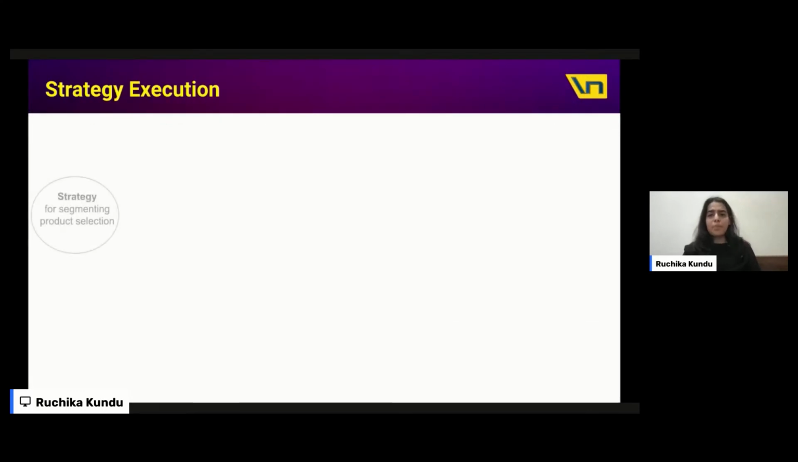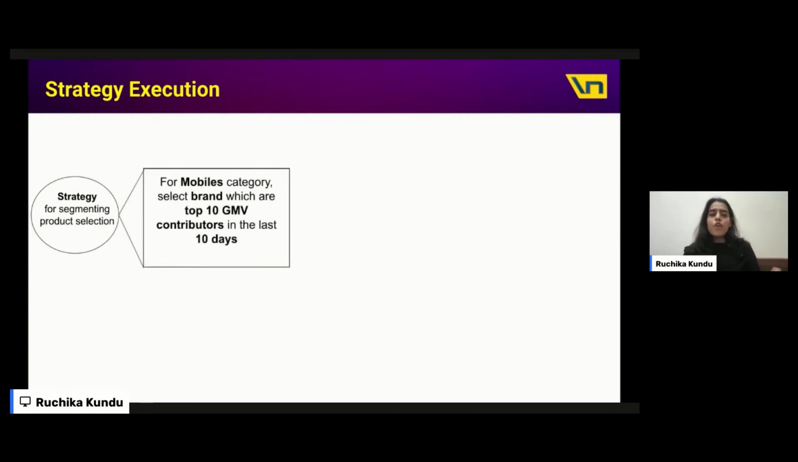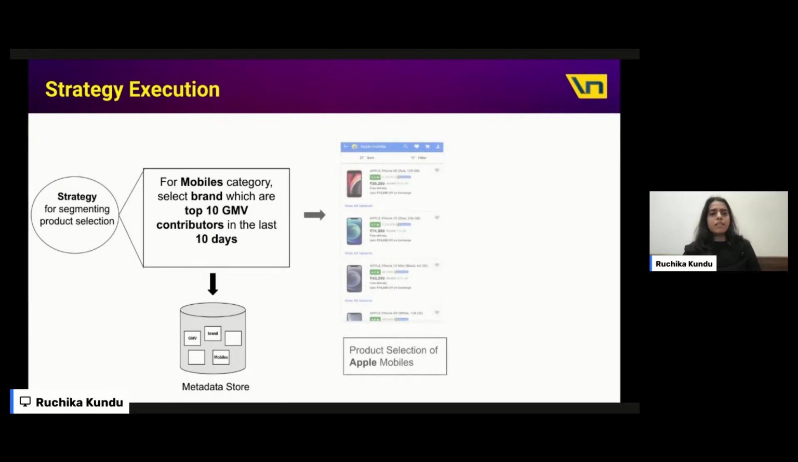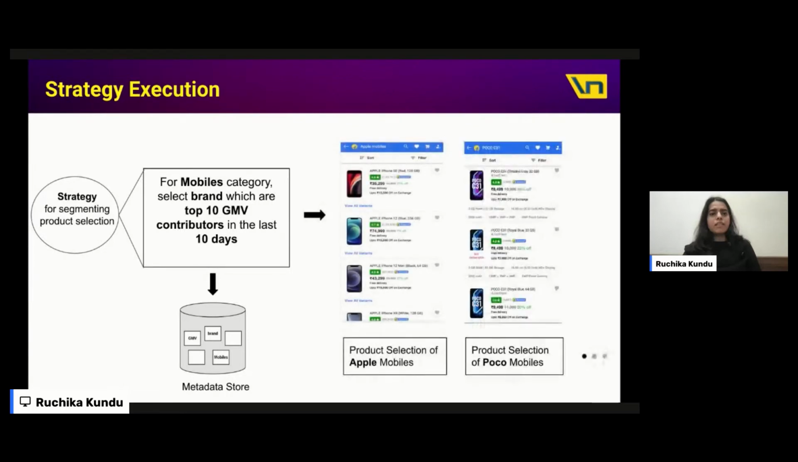So let's see an example of the strategy execution. Say the strategy is an input, and here the input strategy criteria is for mobiles category, select brands which are top 10 GMV contributors in the last 10 days. So on the basis of this criteria, we query the metadata store and then we get a group of product selections, like product selection of Apple mobiles, product selection of Poco mobiles, and so on.